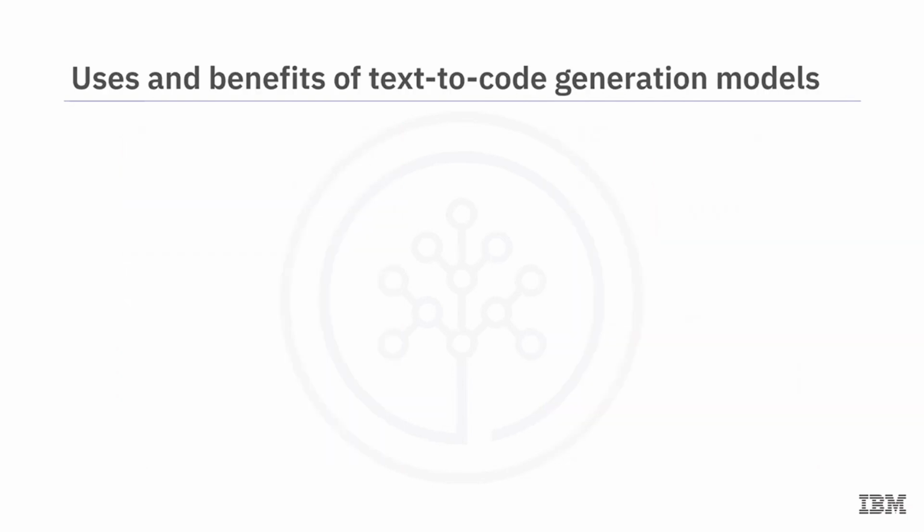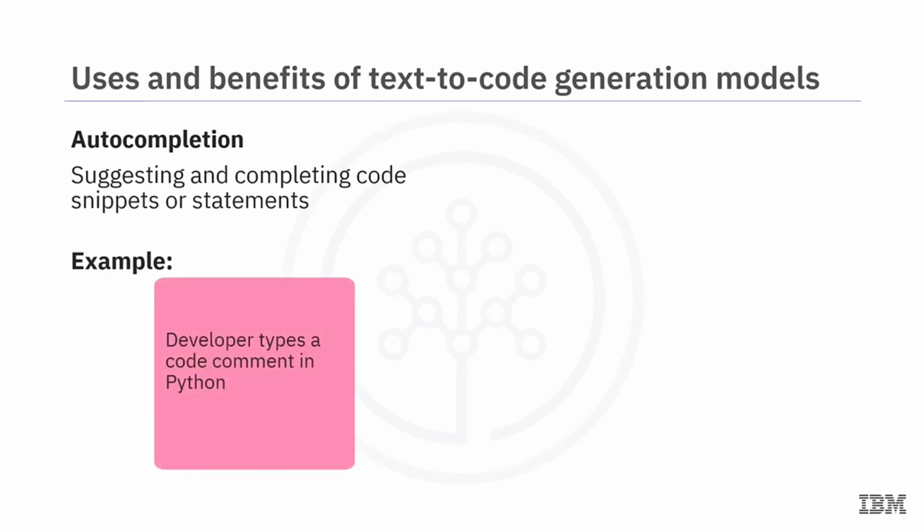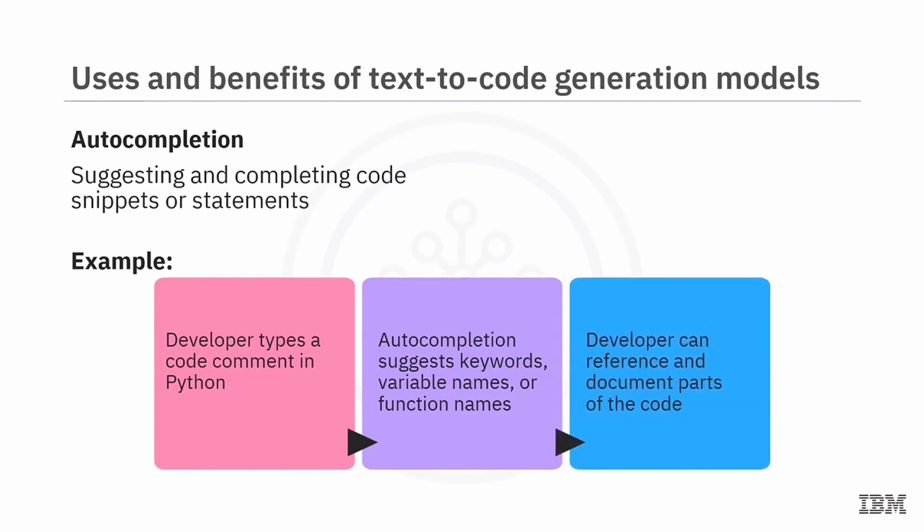There are several uses and benefits of text-to-code generation models and tools. Let's look at some of them. Text-to-code generation plays a crucial role in auto-completion, helping developers by suggesting and completing code snippets or statements as they type. For example, as a developer types a code comment in Python or any programming language, auto-completion suggests relevant keywords, variable names, or function names based on the context of the comment. This helps the developer quickly reference and document parts of the code, improving code documentation and readability.